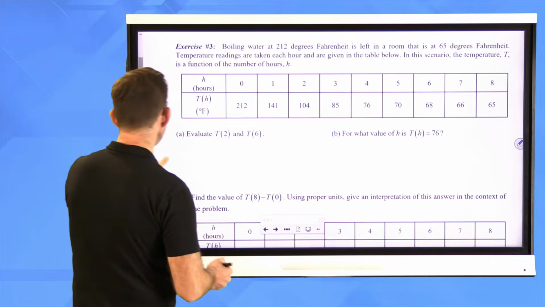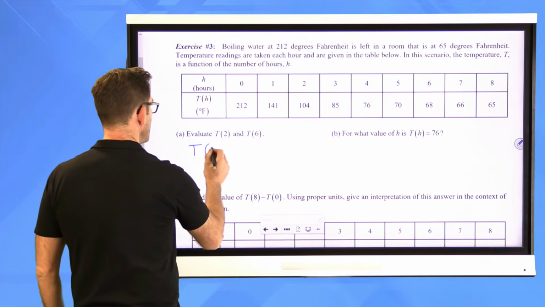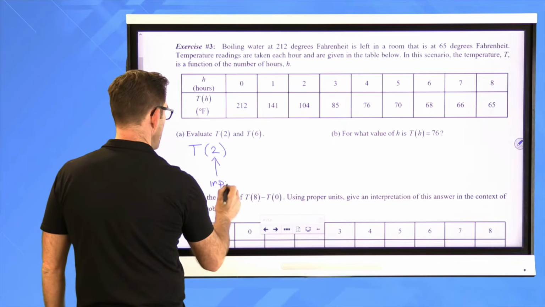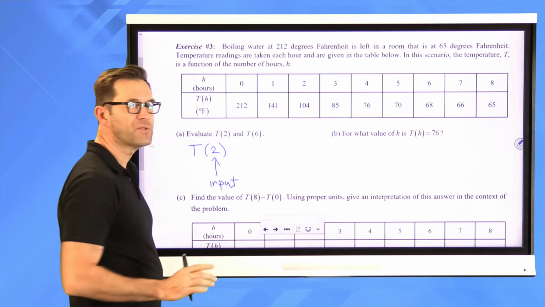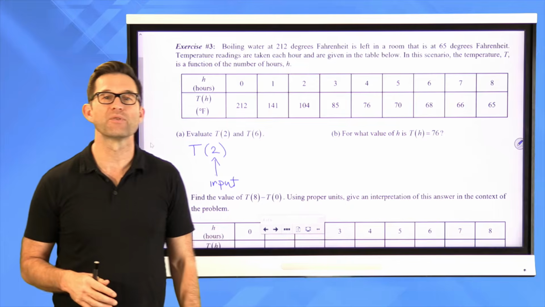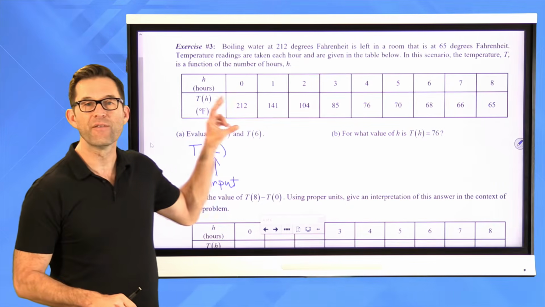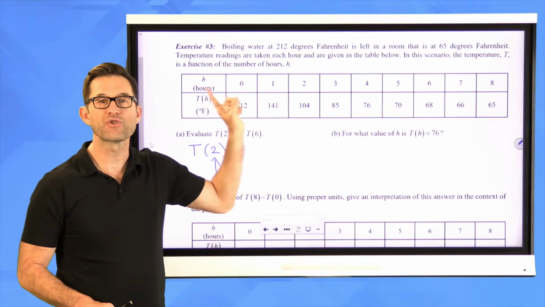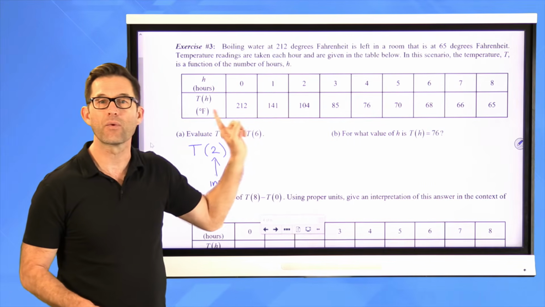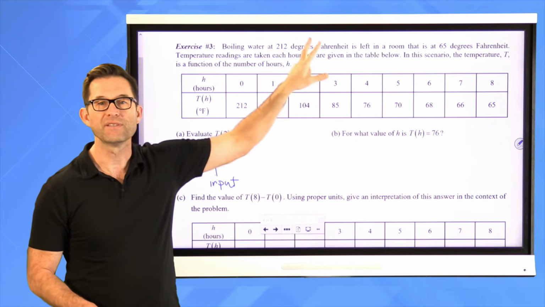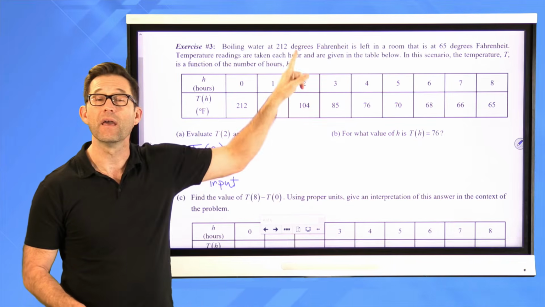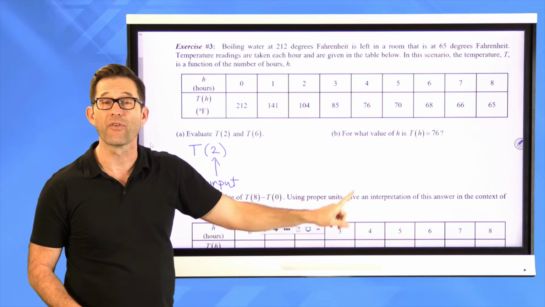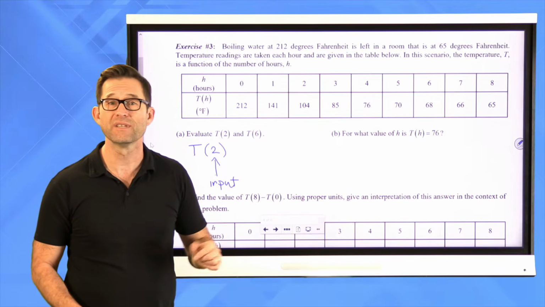But what does it mean to evaluate T of 2? Well, again, that is the input, right? And almost always, when you have a function represented in table form, if the function is in a horizontal table, the first row is the input and the second row is the output. If it's a vertical table, then it's the column on the left that's the input and the column on the right that is the output. And we'll see some of those too.